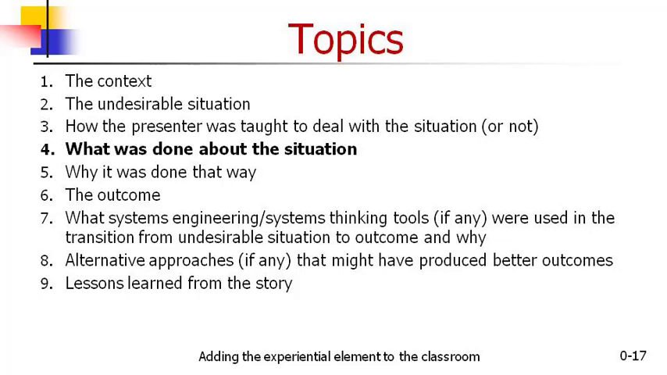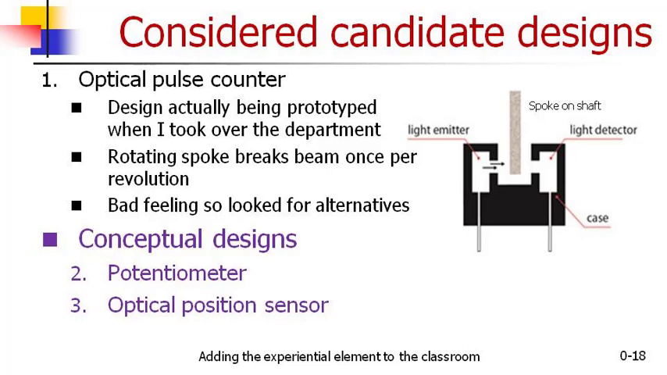There were 3 candidate designs. The first candidate was an optical pulse counter. You can look at it here, and you can see that there's a light emitter and a light detector, and then there's this spoke of the shaft that rotates in and out of the screen. Every time the spoke breaks the beam, it generates a pulse in the detector. Alternative could be a disc with a hole in it, and every time the hole goes between the light emitter and the detector, it allows light to go through, and in either way it creates a pulse.